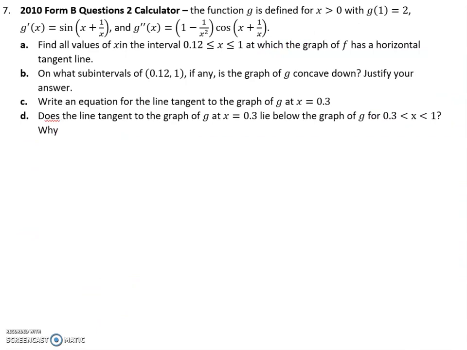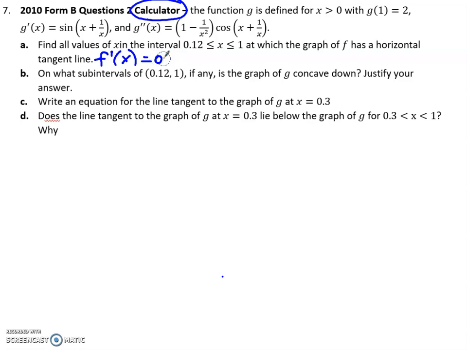Question 7 gives you g of 1 is 2. You can only have x values that are bigger than 0. It gives you the derivative and the second derivative. That's great. It is also a calculator question. So the first one said find all values of x in the interval from here to here at which the graph has a horizontal tangent. Well, again, a horizontal tangent is when the derivative is equal to 0.